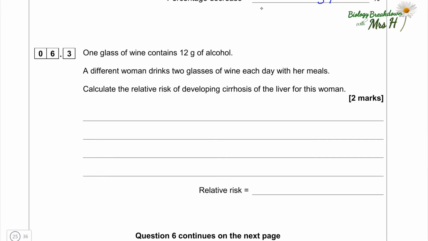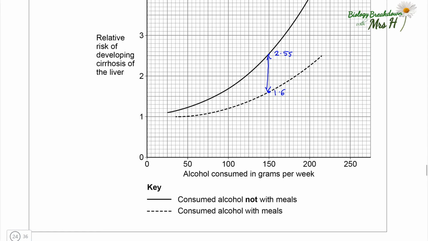1 glass of wine contains 12 grams of alcohol. A different woman drinks 2 glasses of wine each day with her meals. Calculate the relative risk of developing cirrhosis of the liver for this woman. So if she's drinking 12 grams of alcohol in 2 glasses, that's 24 grams, so that's per day. Then we need to times that by 7 days to work out how many grams of alcohol she's consuming in a week. It says with her meals, so we need to find 168 on the x-axis.